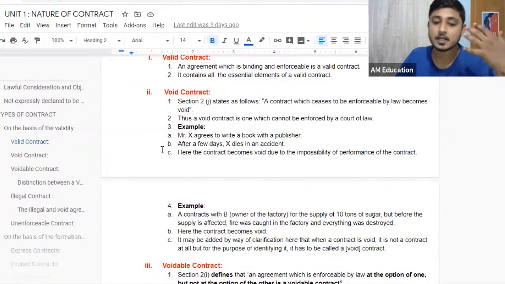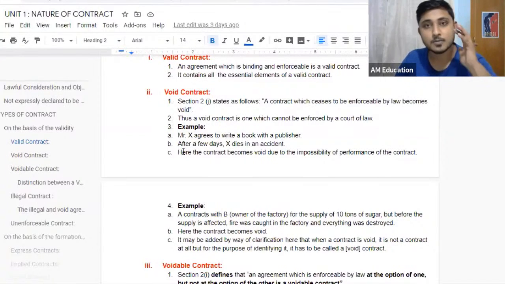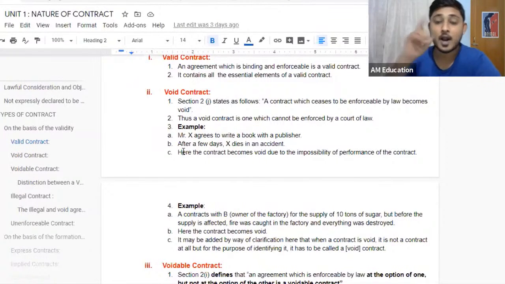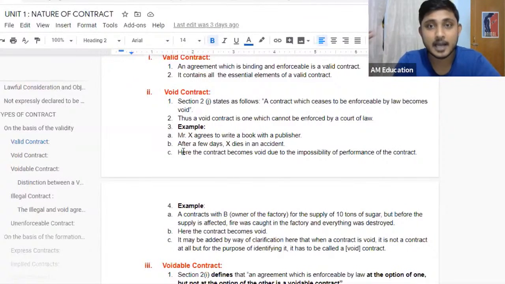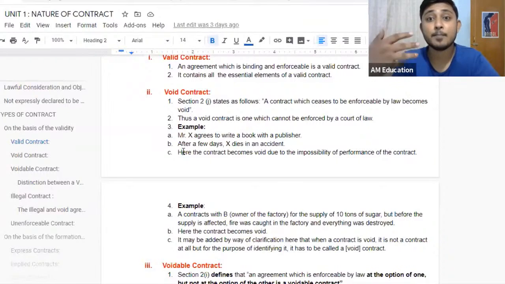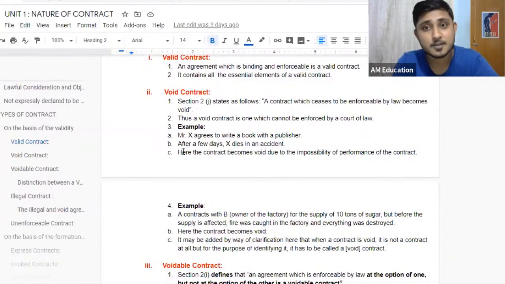Right? So Mr. X agrees to write a book with a publisher. After a few days, X dies in an accident. Here, the contract becomes void due to the impossibility of performance of the contract. So it was a valid contract before when X agreed to write a book with a publisher. All the essentials were there. Agreement turned into contract. But then when one of the parties has died, the contract has also ceased to exist for two reasons. One, there is no other party. The second is that you remember one of the implied essentials is possibility of performance.